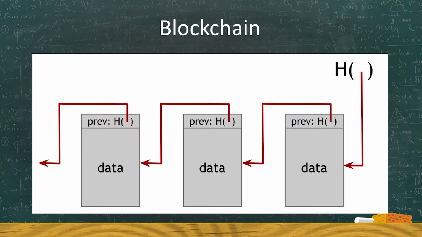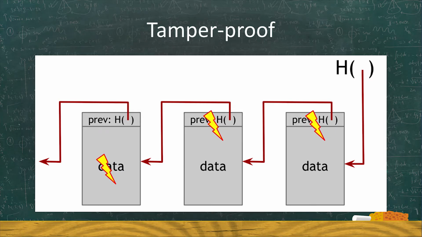So for example, here is a linked list where we have a bunch of data, one after the other, and each data has a hash pointer to the previous data. Okay, very straightforward, just like a regular linked list. And one amazing property of this, using hash pointers instead of regular pointers, is we get this new property for free, which is the tamper-proof property.